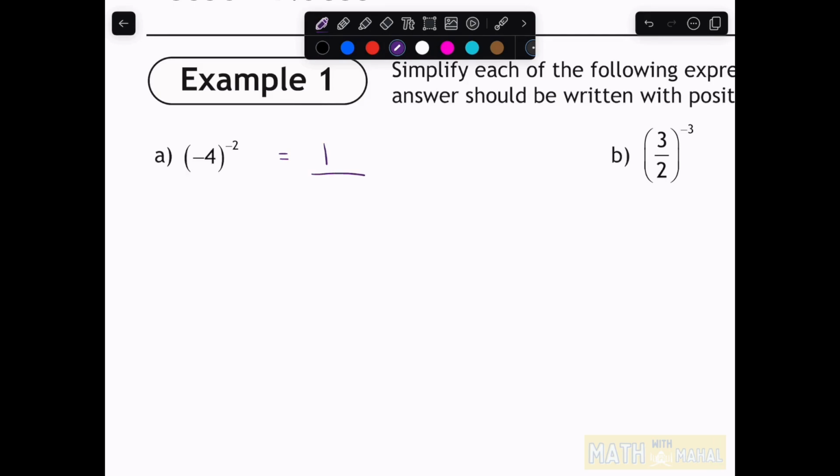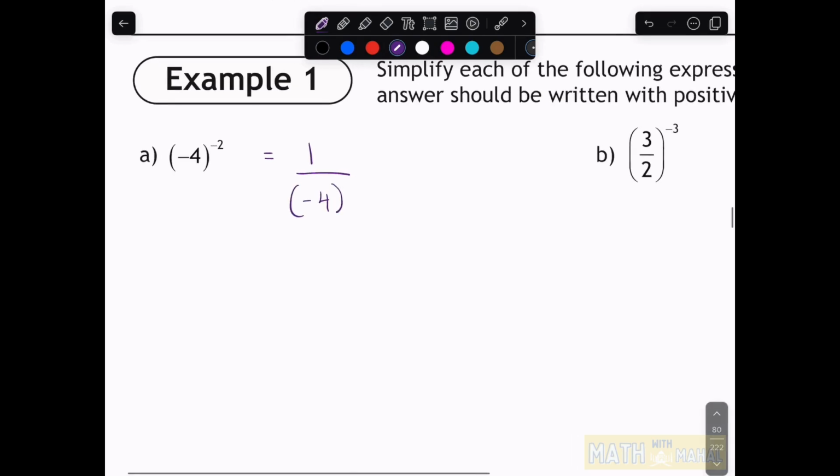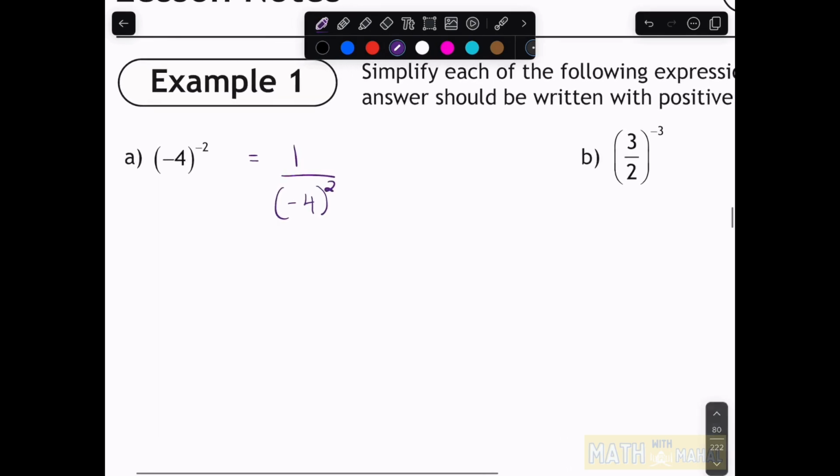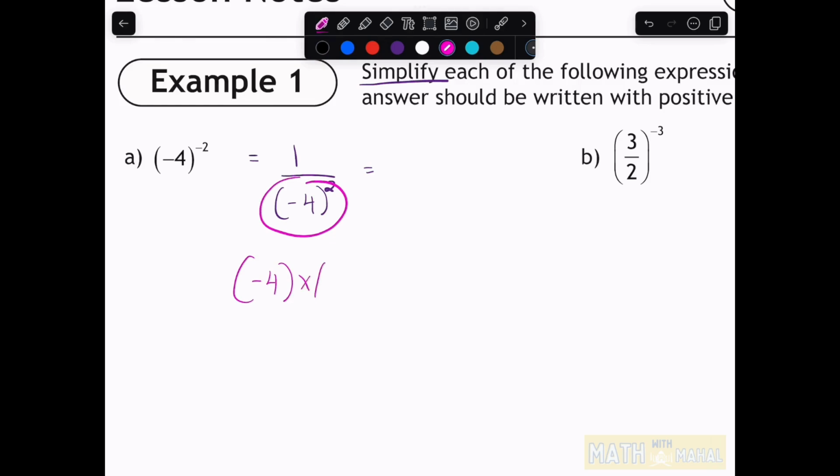So we know we do not want those negative exponents. So that leaves us with something like this. Now it says we need to simplify. So really what we're saying is this bottom portion here is negative 4 times negative 4. So really we're saying it's 4 squared. That's gonna leave me with 1 over 16.